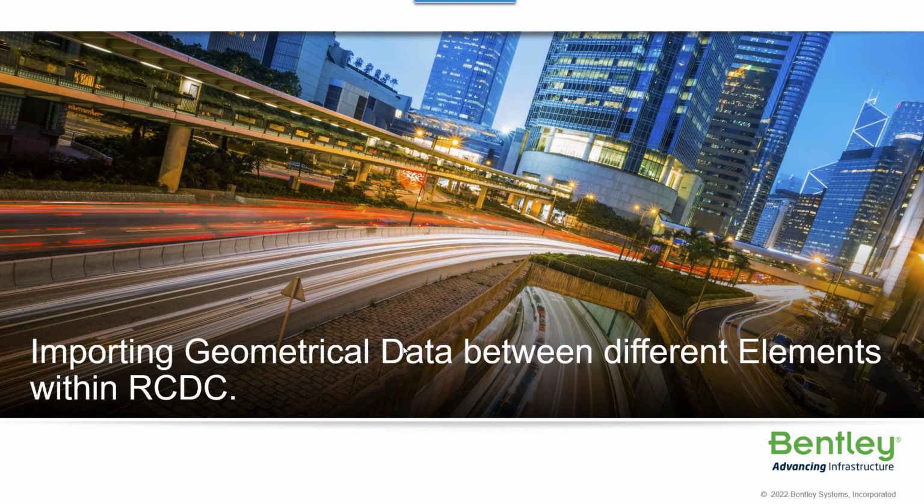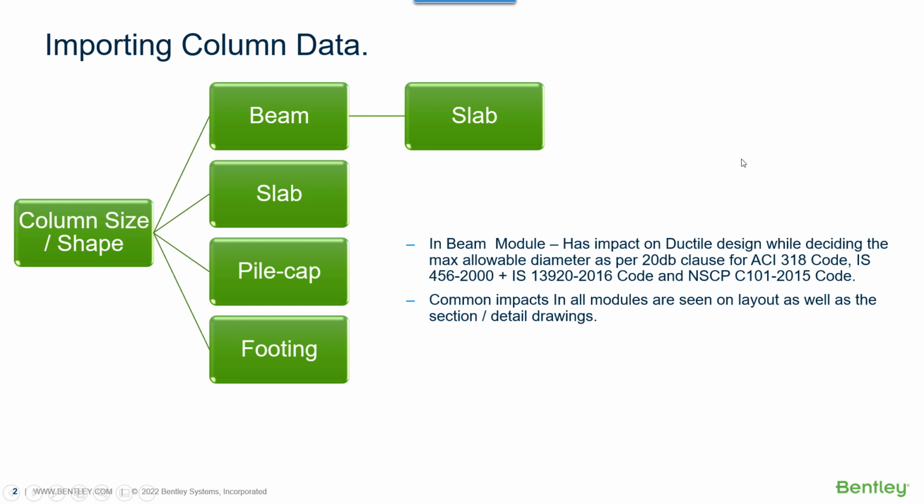Hello everyone. In this video, we will go through the different import related functionalities that are available in different modules of RCDC. So to start with, say column module. If in column module we change any size or shape of the column, then the data from column module can be imported in four modules of RCDC, that is beam, slab, pile cap and footing.